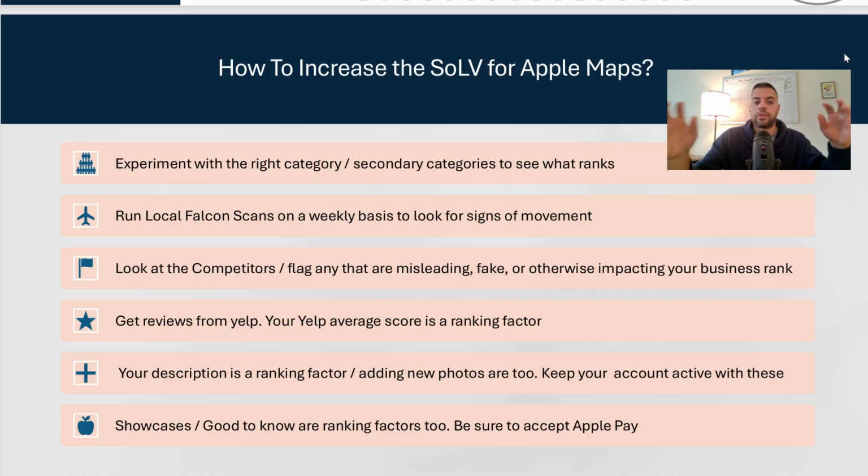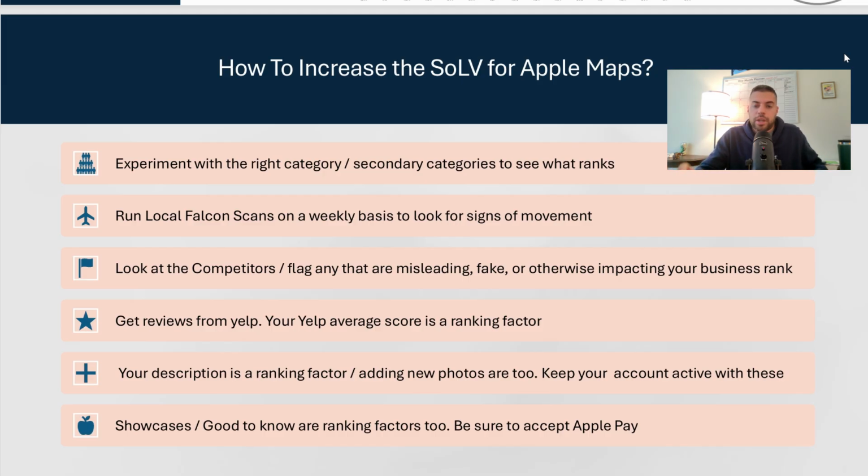A couple of ideas. Starting at the top, experiment with the right category and secondary categories to see what ranks. You can either get very granular, or you can add a lot of different options and see what works best for your business. Next, run Local Falcon scans. I do this on a weekly basis for a lot of my clients, sometimes even more often for new accounts that I onboard. Local Falcon will then keep the saved memory of your previous scans, so you know exactly how you ranked before, and if your trend is improving, like I showed in the previous slide. Next, look at competitors.